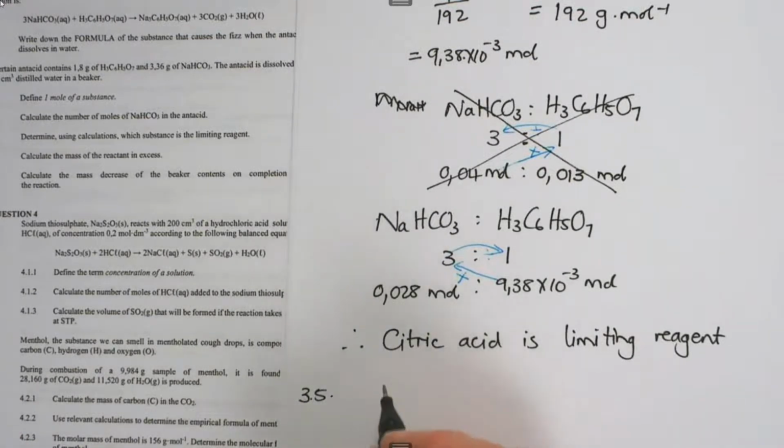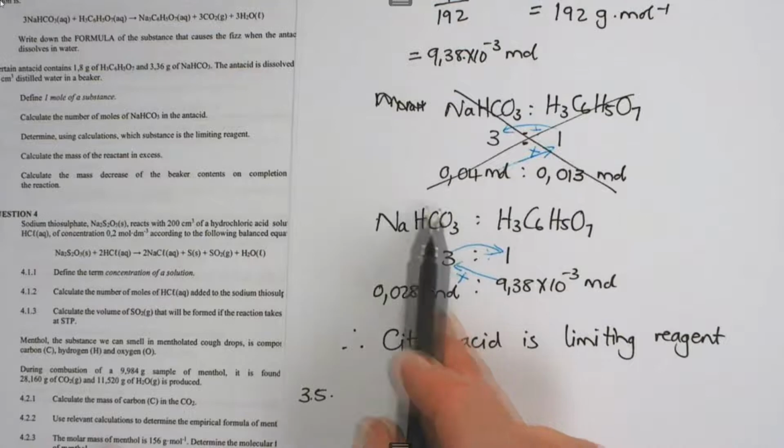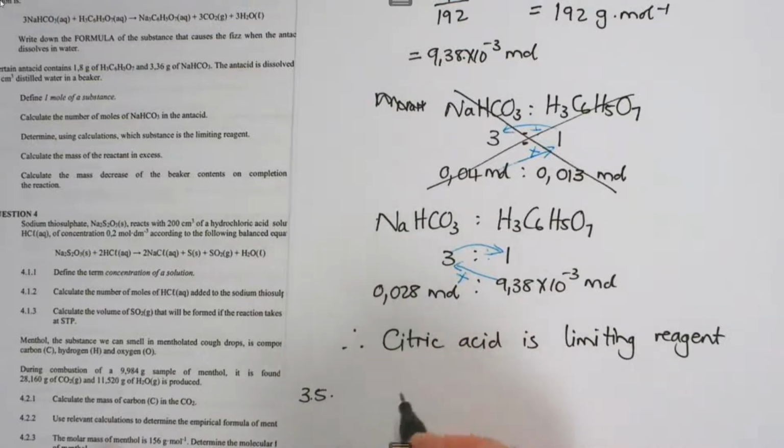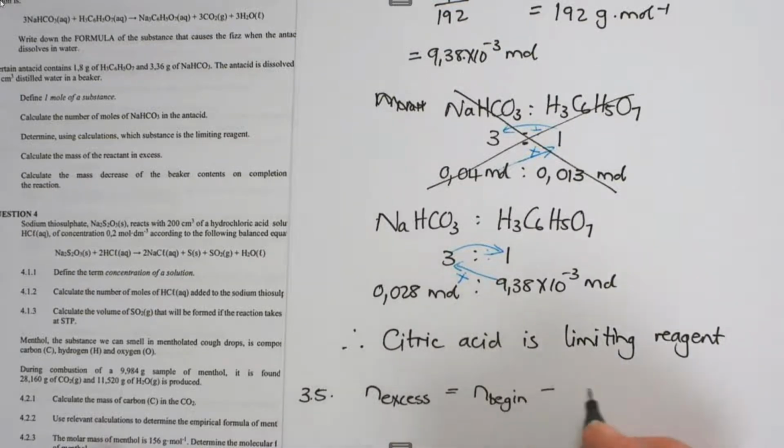Okay, now the next one, 3.5, calculate the mass of the reactant in excess. NaHCO3 is now in excess. So I'm first going to calculate the mole in excess. So I'm going to take the mole in the beginning minus the mole used.